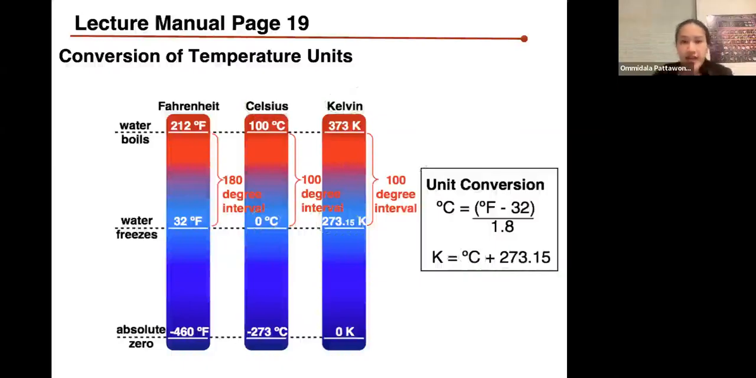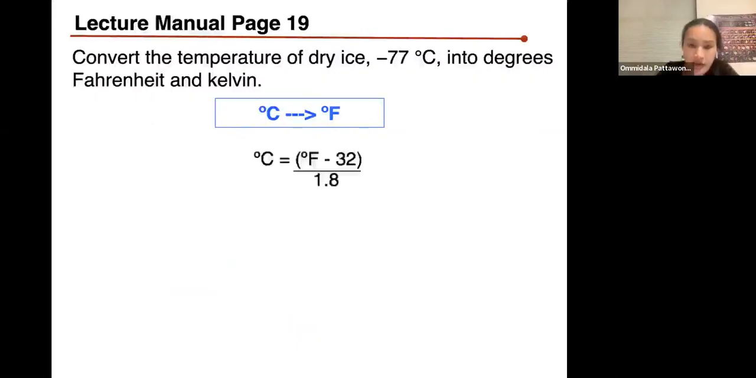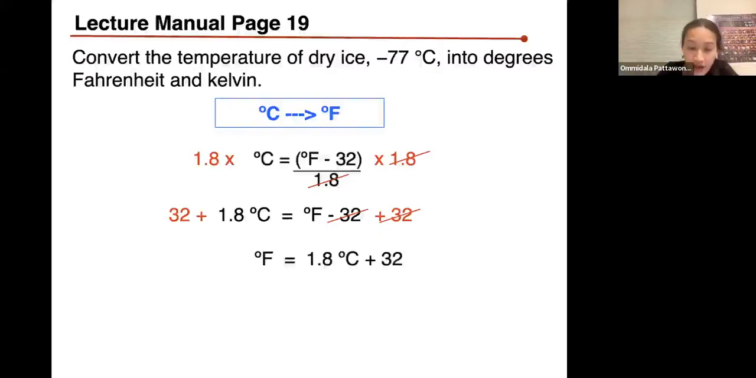All right, so I'm going to use this and walk you through how to use the equation. Let's say you're going from degrees Celsius to degrees Fahrenheit. I'm going to use the equation that will be given on the exam. Because we want degrees Fahrenheit, I'm going to move all those numbers to the other side, with the degrees Celsius, so that degrees Fahrenheit is by itself. So I'm going to multiply both sides by 1.8, and then move the negative 32 to the other side. Therefore, degrees Fahrenheit equals 1.8 times degrees Celsius plus 32.